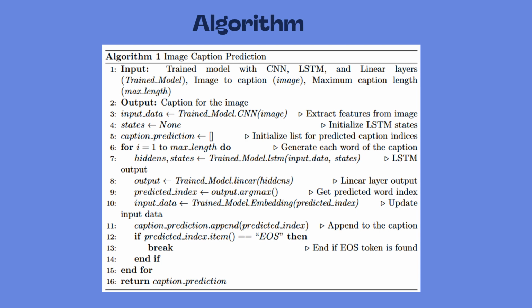This loop continues until the model predicts an end of sentence EOS token or reaches a predefined maximum length. The model is dynamic, incorporating feedback from each step into the next, enabling it to construct contextually relevant and coherent captions based on the visual content provided by the CNN.